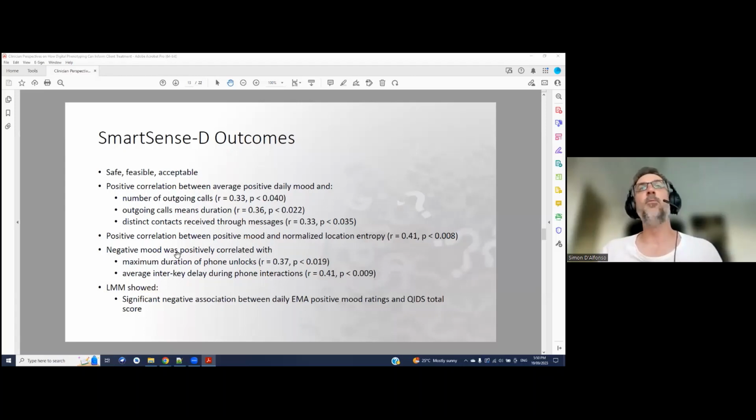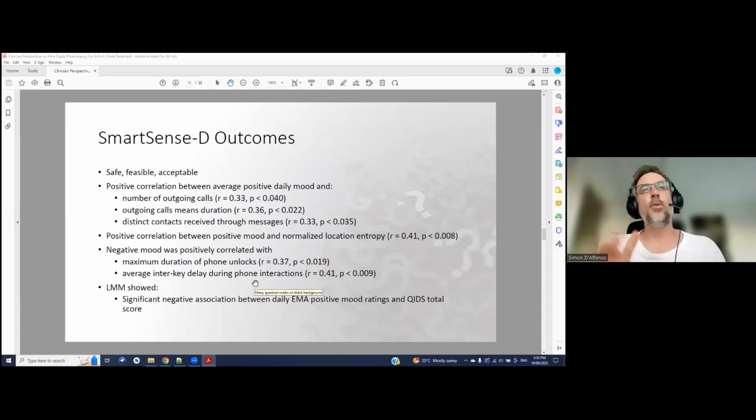We also found that negative mood was positively correlated with maximum duration of phone unlocks and average interkey delay during phone interaction. So this is like the flip side of the coin in a way. It's kind of saying the more duration on your phone, just maybe looking through things, more negative mood tendencies. These are all very preliminary, exploratory findings that would be in need of some future more detailed confirmatory studies.